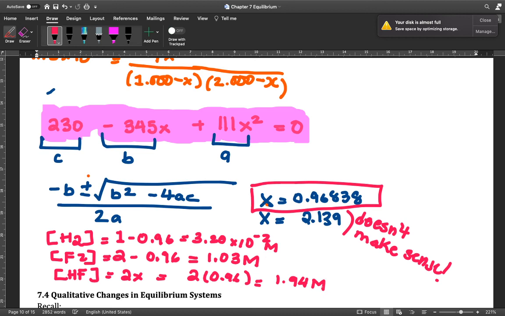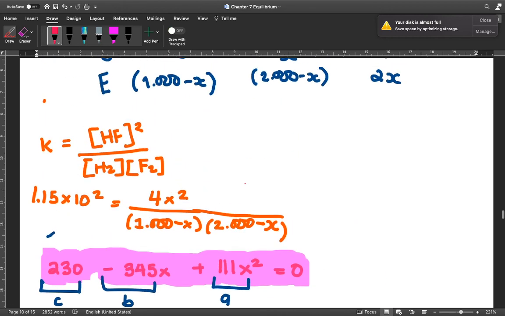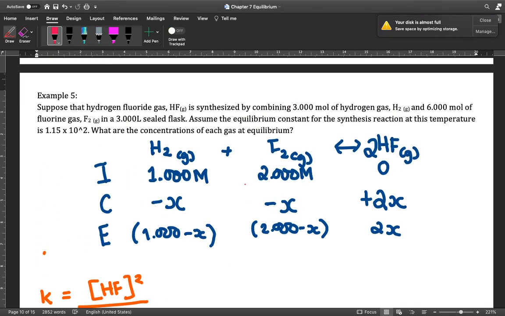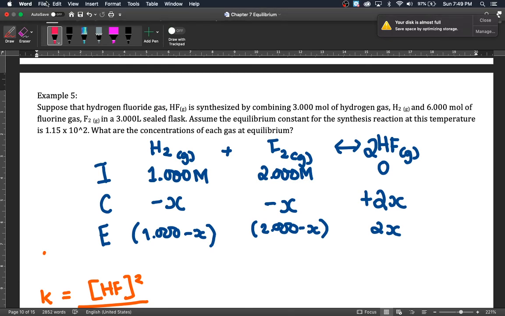So that is how you would use the K constant as well as the ICE table to figure out the equilibrium concentrations for a bunch of different reactions. So that was example number 5. Hopefully you have a good understanding of it. There's a bunch of practice questions that you can do in the homework to make sure that you really understand this.